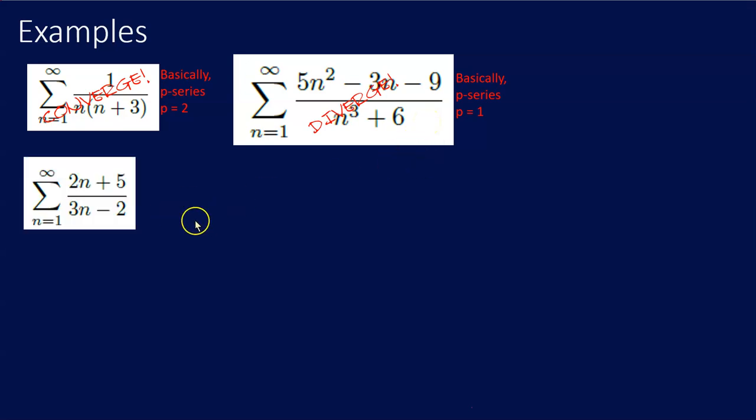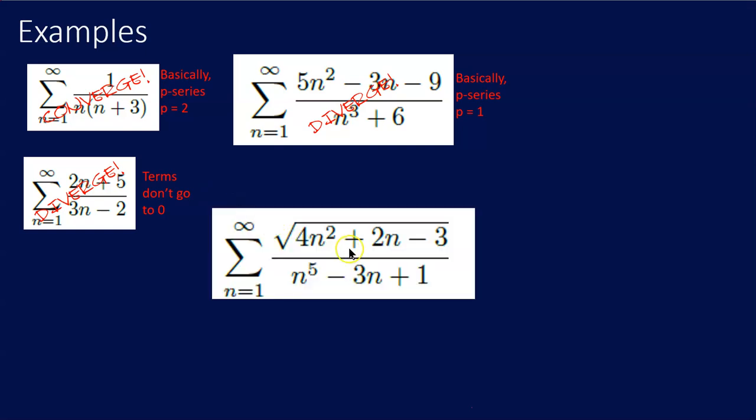Let's try this one. Okay, so I have 2n plus 5 over 3n minus 2. I have a p-series where now wait a minute, we don't even care that it's a p-series. By the theorem, this goes to 2/3. The terms do not go to 0. Diverges, and very fast. So let's try another one.